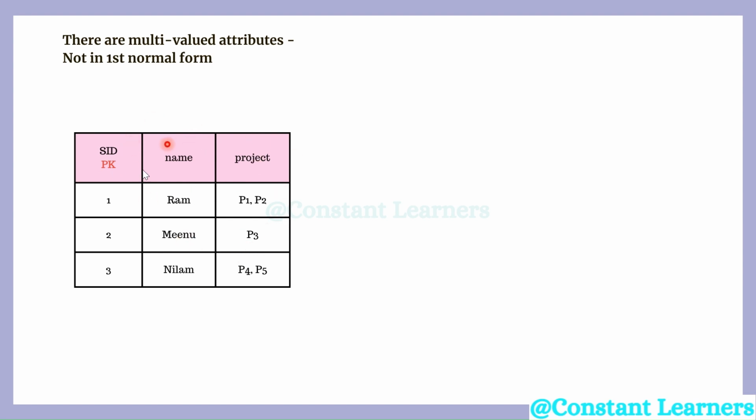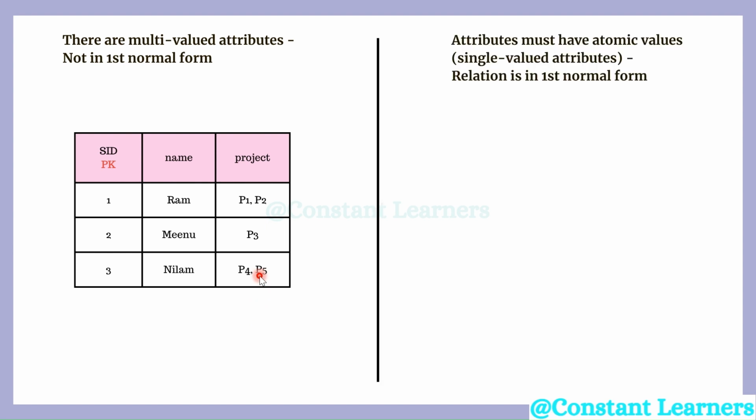To transform the table into first normal form, we need to have atomic values in each column or each attribute. That means we need single valued attributes, right? So attributes must have atomic values, or we need single valued attributes. Only then can we say that our relation is in first normal form. Now there are multiple ways to transform this relation into first normal form. Let's see all of those ways one by one.